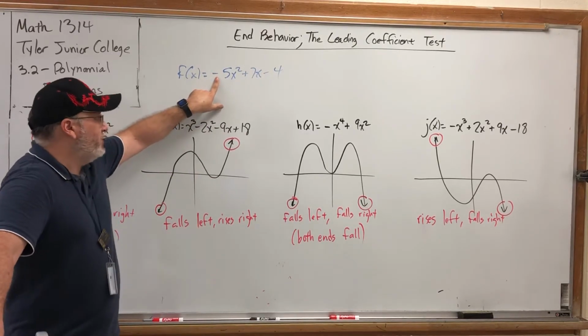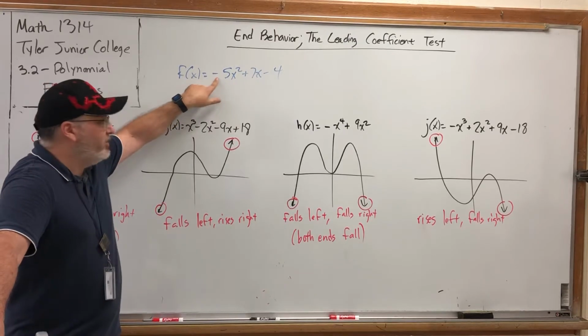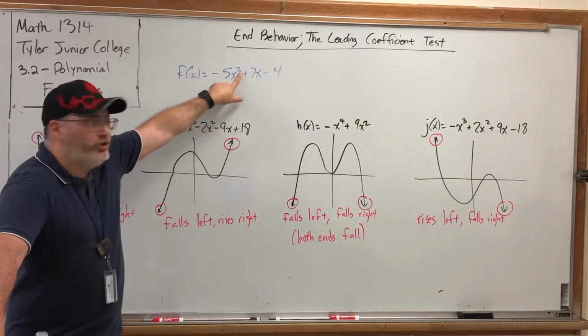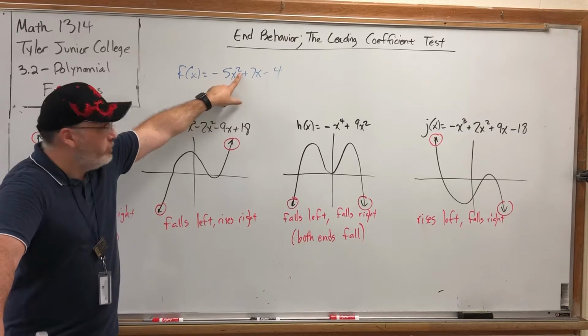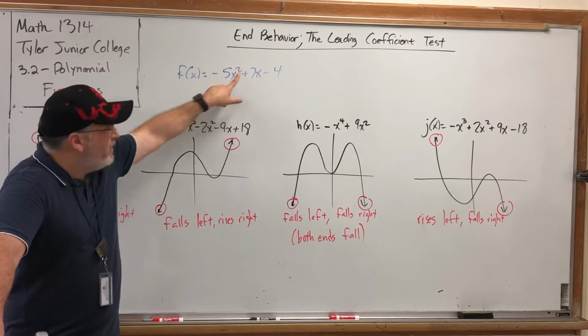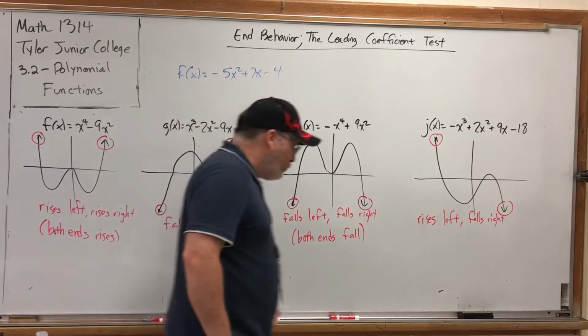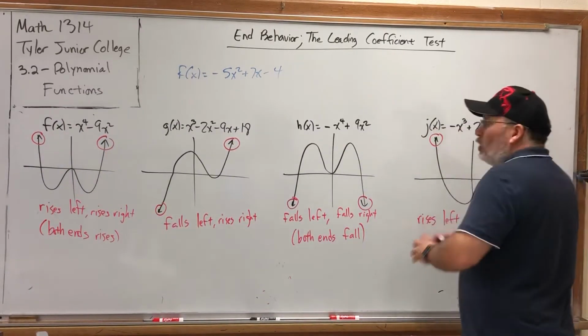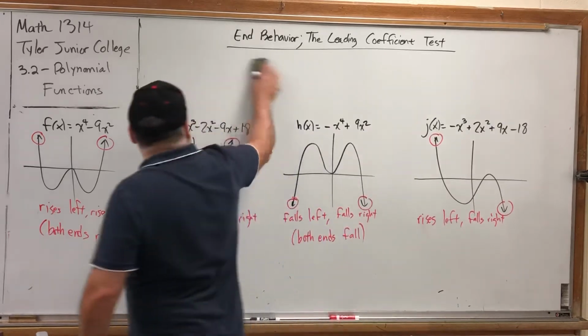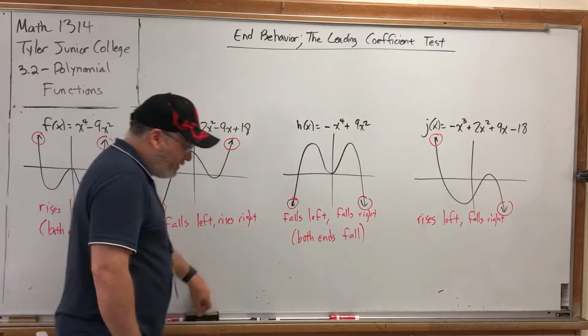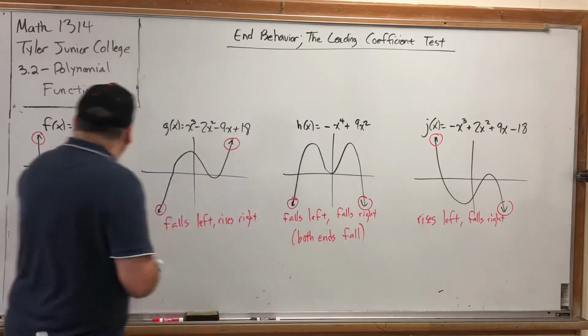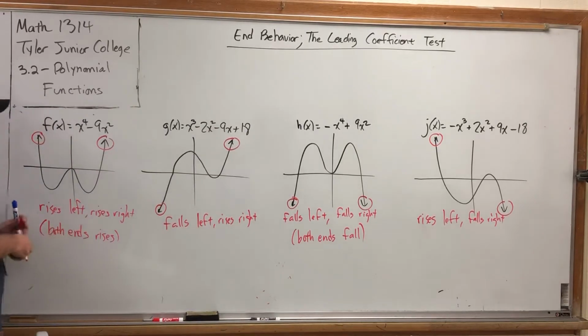Actually, there were 2 things that determined the shape of this graph, not just the leading coefficient, but the fact that the degree was 2. So the 2 told us the shape, and the leading coefficient told us the direction it opened. So on these, we're also going to be focusing on the leading term, and more specifically, the leading coefficient and the degree. So let's focus on those.